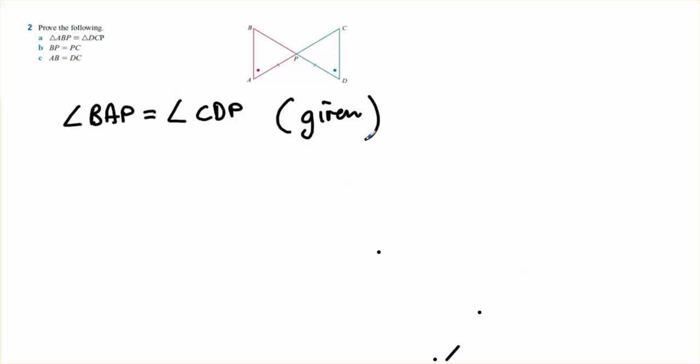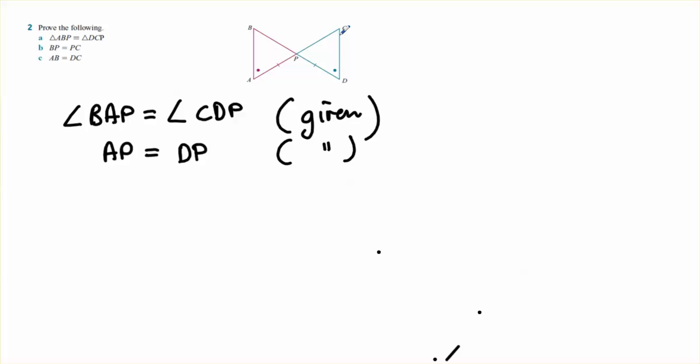We're also told that side AP is equal to side DP. And that is also given. Alright, so we need some more information from somewhere. We're not told anything about the lengths of CD or AB. We don't know that they're equal. Even though they look equal, we can't say that they're equal. Same with BP and CP. They look equal, but we can't really state as a fact that they are.